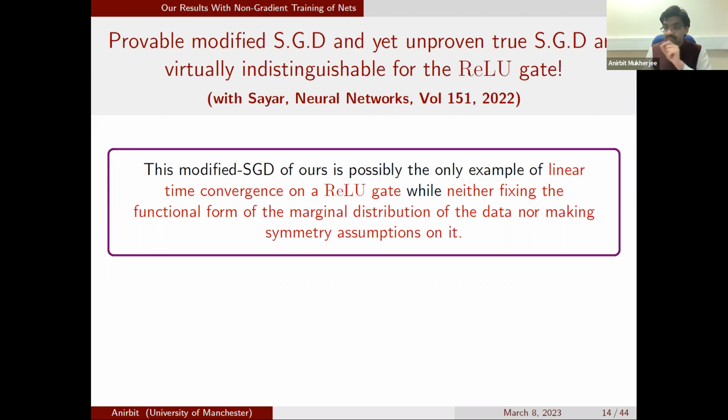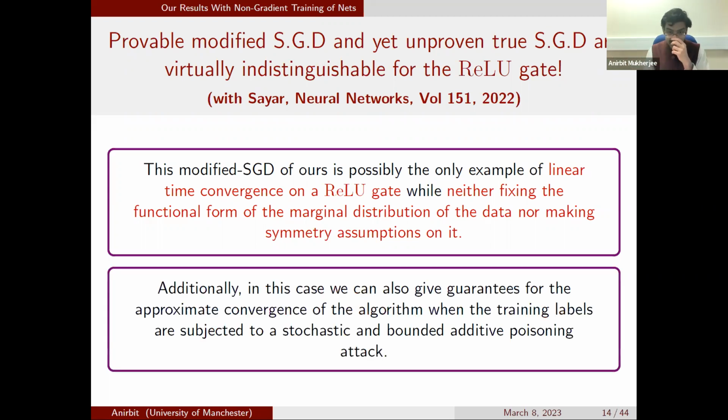So I'm dropping two assumptions at the same time. I'm not assuming Gaussianity or anything like that. It could be anything out there, except for some moment finiteness. And I'm getting linear time convergence. So to the best of my knowledge, there is no other proof at this point which can show linear time convergence on a ReLU gate in a distribution-free setting, which is what we achieve here. And also we can give controlled behavior under an attack.